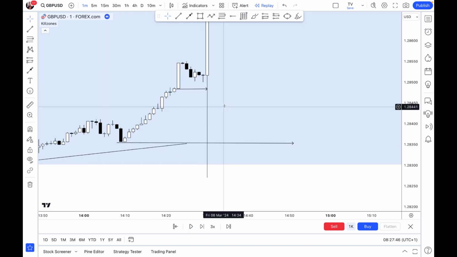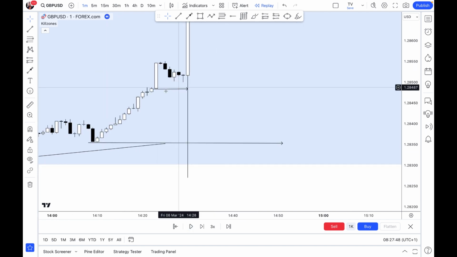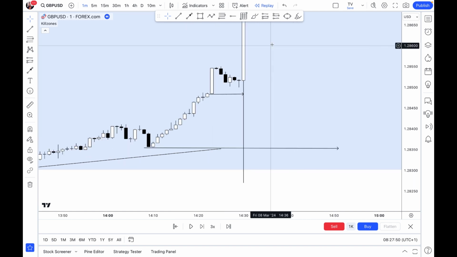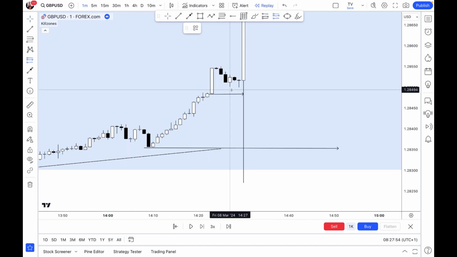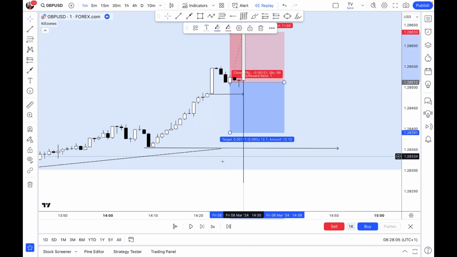And as you can see right there, we never actually took out this low. I said, you know what, my bias is for sell. I am going to take a sell. So I manually got into the trade at 28512. Yeah, 512. I manually got into the trade right there.